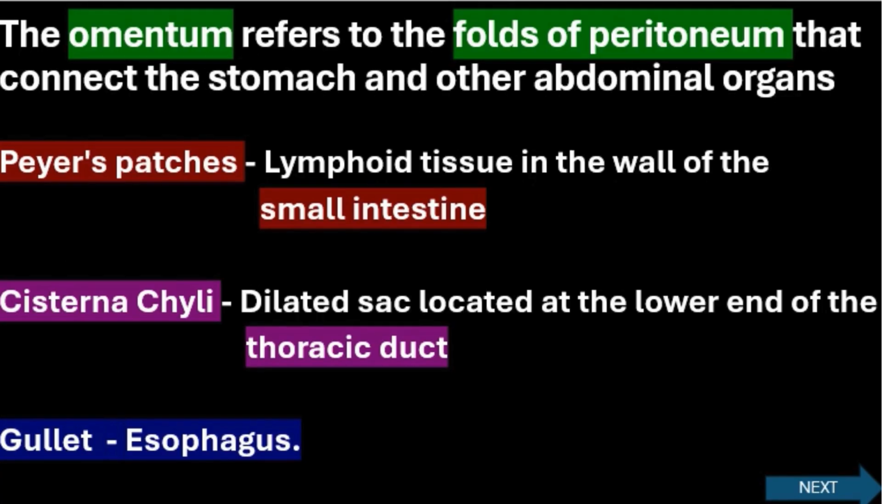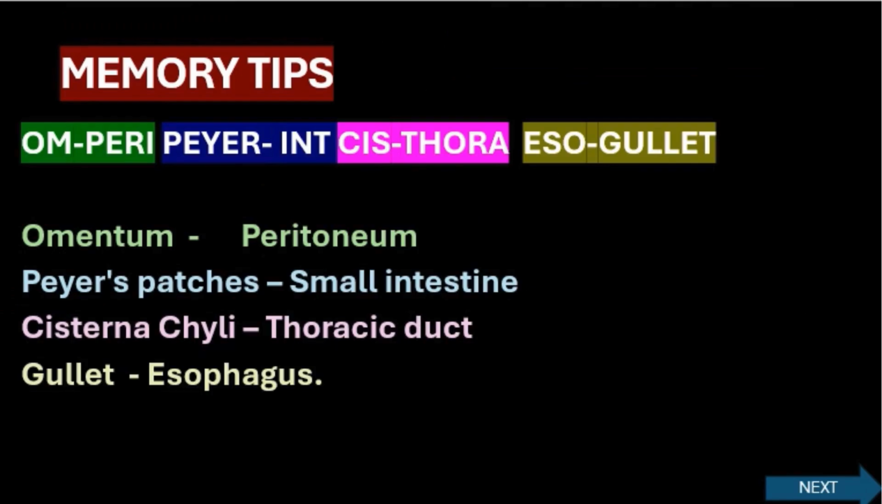The omentum refers to the folds of peritoneum that connect the stomach and other abdominal organs. Peyer's patches are lymphoid tissues in the wall of small intestine. Cisterna chyli is a dilated sac located at the lower end of thoracic duct. Gullet is the other name for esophagus. Let us see the memory tips quickly now.